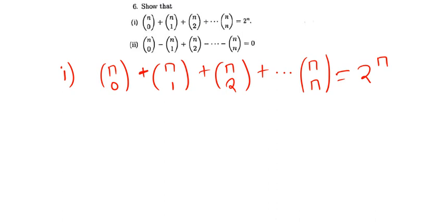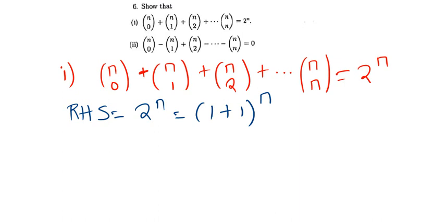Okay, so I don't know how to manipulate the left hand side, but let me manipulate something that looks easier. Since we are dealing with binomial expansions, I can express 2 in terms of addition. So our right hand side is equal to 2 to the power n. Now 2 to the power n is the same as what? 1 plus 1, right, raised to the power n. Let's try to use the binomial expansion to expand that.